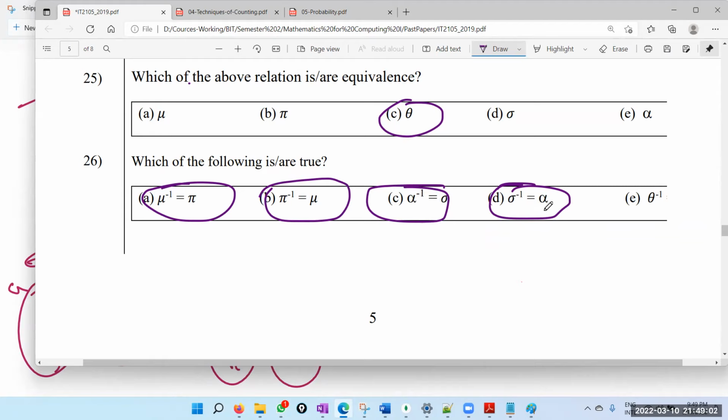26: if a is the inverse of b, we can say b is the inverse of a as well. So for 26 I will go for everything other than e.